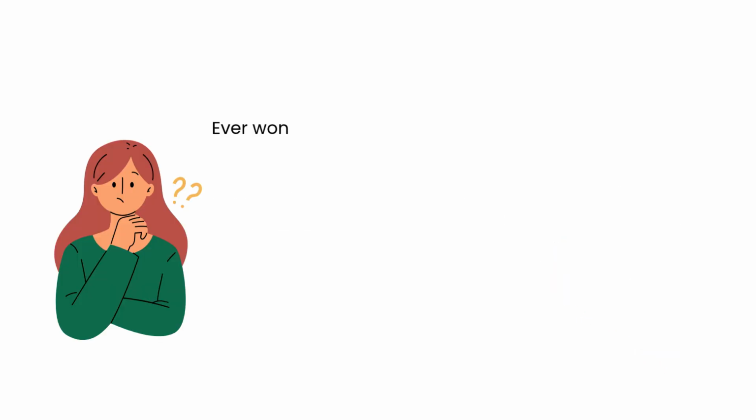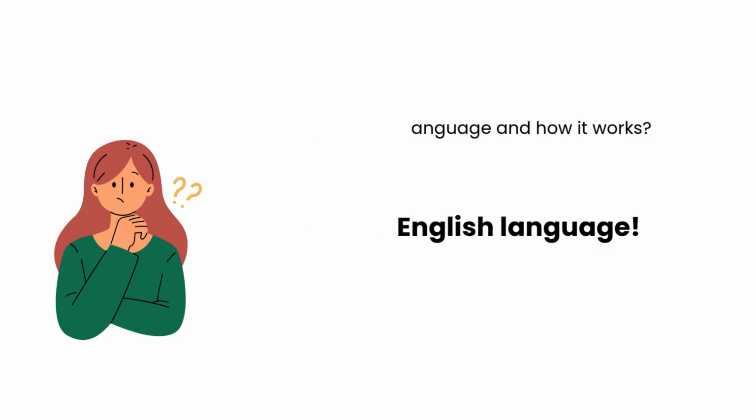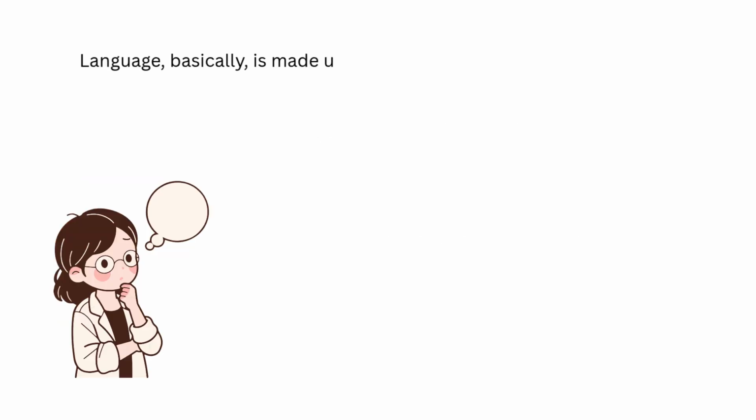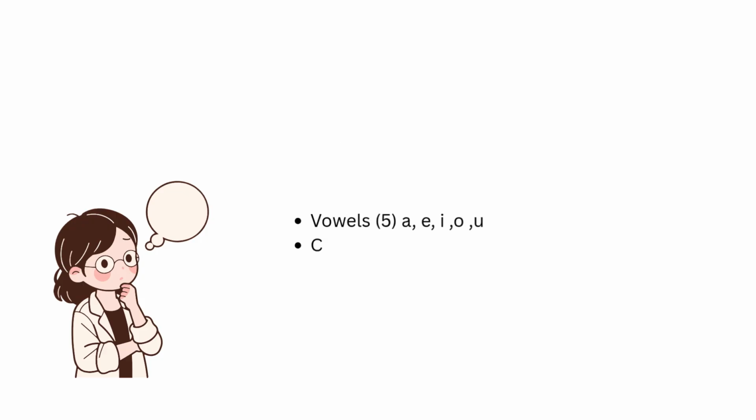If English grammar has always seemed confusing, then this video is for you. Stay tuned. Language basically is made up of alphabet like A, B, C up to Z. They are divided into two types. First type is vowels A, E, I, O, U, and second type is consonants. All the alphabet other than vowels.